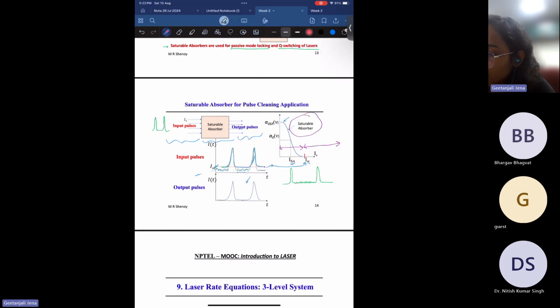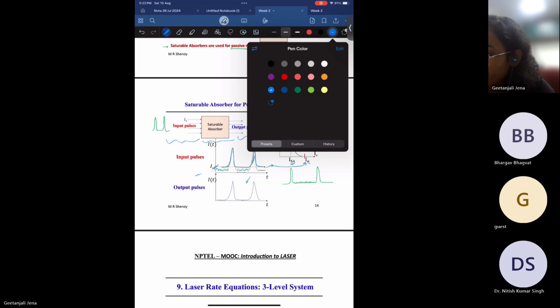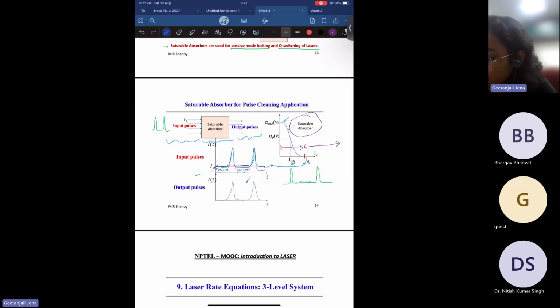If I take another color, this is the level for Is. That means below that it will be absorbed, above it will pass. So in the output, the output pulse will be like this. In this way we can clean the pulse, that means we can remove the noises in the system using the saturable absorber. This is one of the applications of the saturable absorber. Other applications, which we'll see in our upcoming live sessions, are Q switching and passive mode locking.